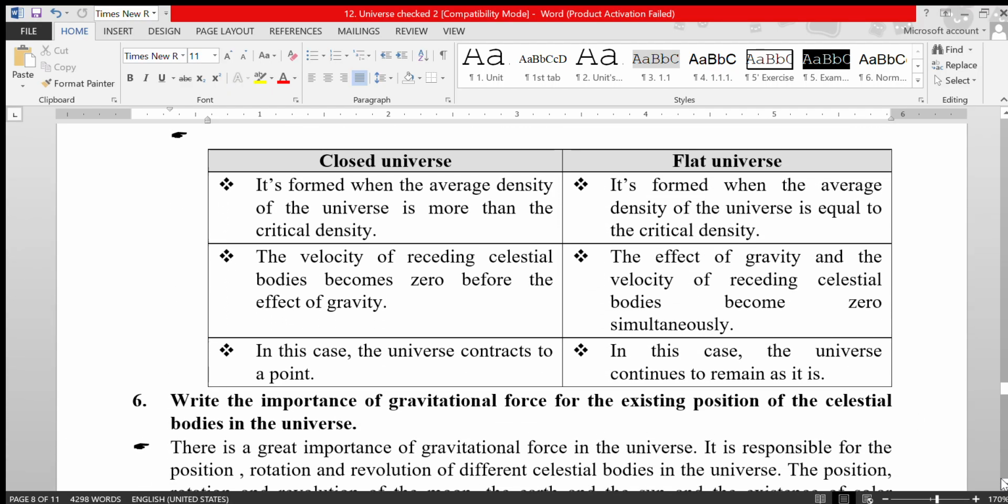Closed universe and flat universe. So the difference is in the same way. Write the importance of gravity for the existing position of celestial bodies in the universe.